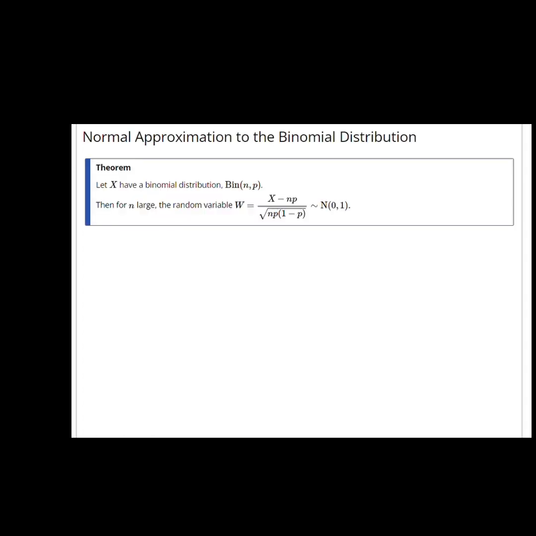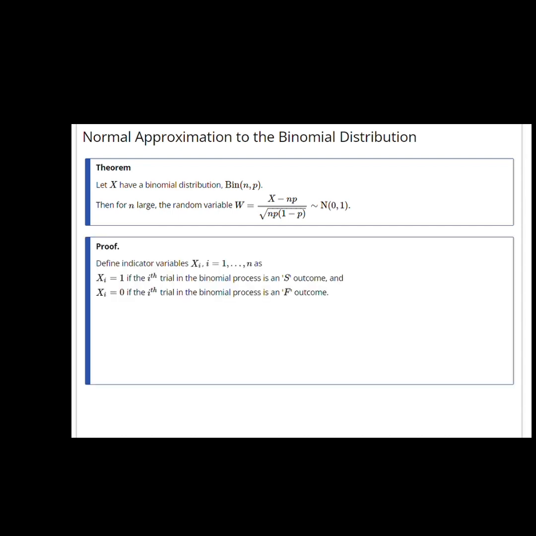What we've discovered is that if a random variable x has a binomial distribution with parameters n and p, and if n is reasonably large, then the standardized random variable, w, obtained by subtracting off the expected value of x, x minus np, dividing by its standard deviation, the square root of n times p times 1 minus p, the standardized random variable is approximately standard normal, normal 0, 1. And this is simply an application of the central limit theorem.